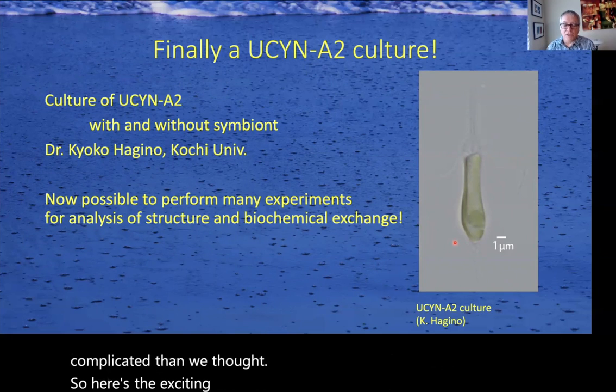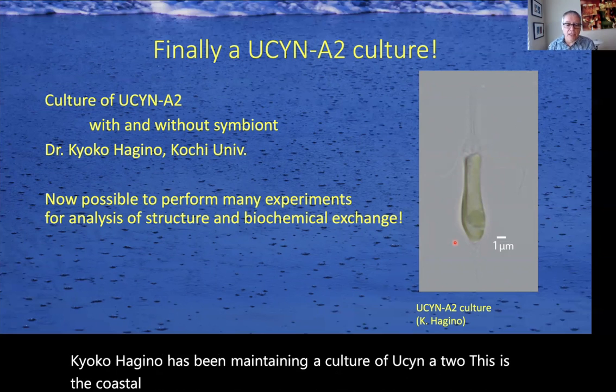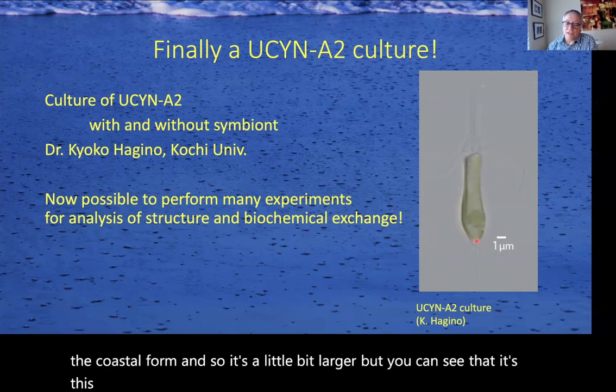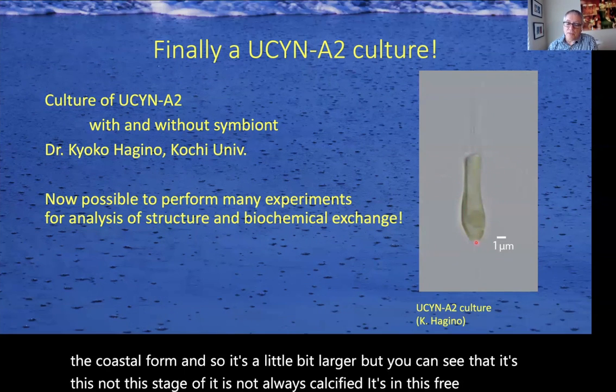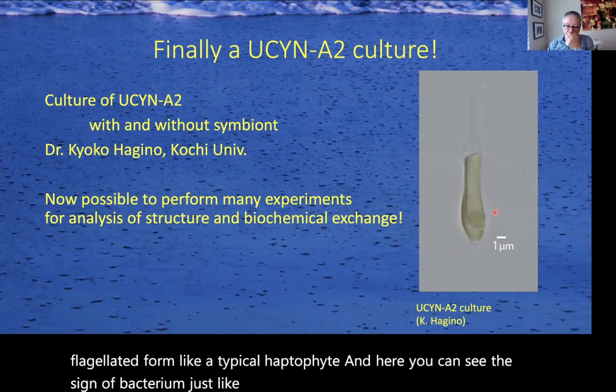It's been a couple of years now, but Kyoko Hagino has been maintaining a culture of eusin A2. This is the coastal form, and so it's a little bit larger. But you can see that this stage of it is not always calcified. It's in this free-living flagellated form, like a typical haptophyte. And here you can see the cyanobacterium, just like an organelle inside the cell.